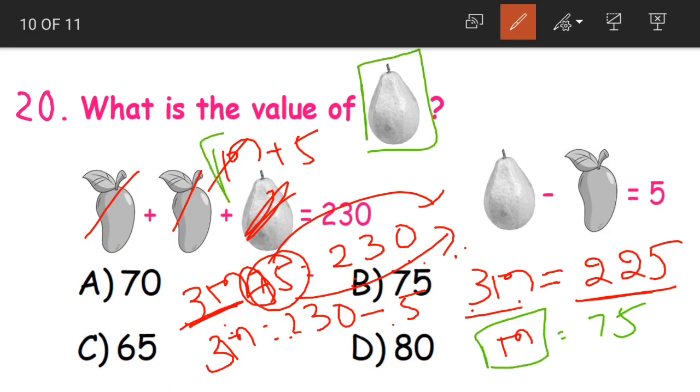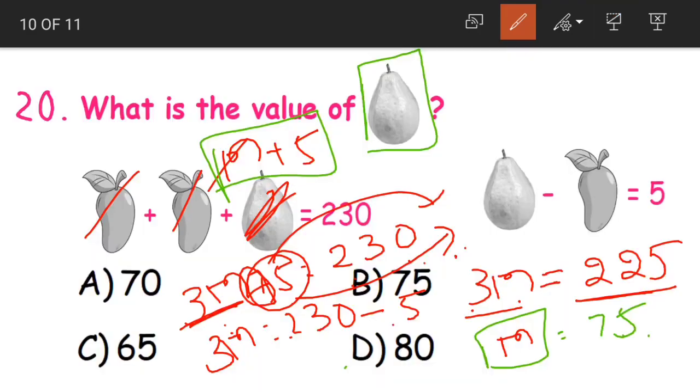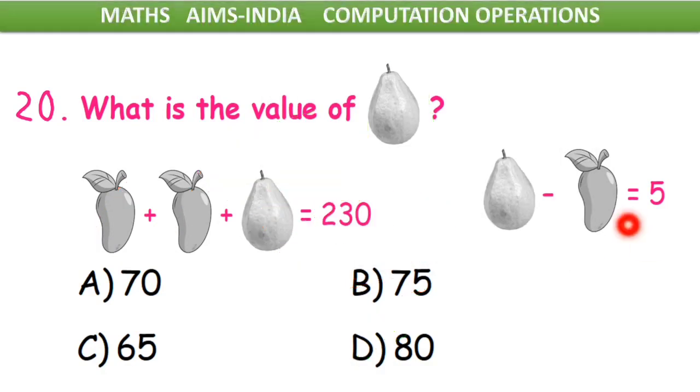What did we write here? Pear is equal to mango plus 5. Now when mango is equal to 75, pear will be equal to what? Mango plus 5, that is equal to 75 plus 5, that is equal to 80. Pear is equal to 80, that is option D. Clear children? These are the two ways to solve the given question.